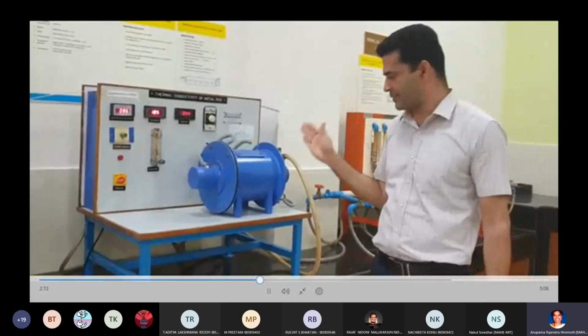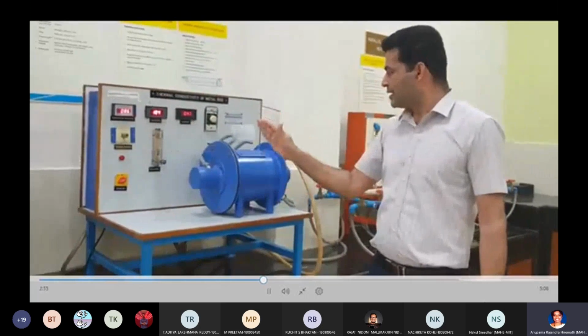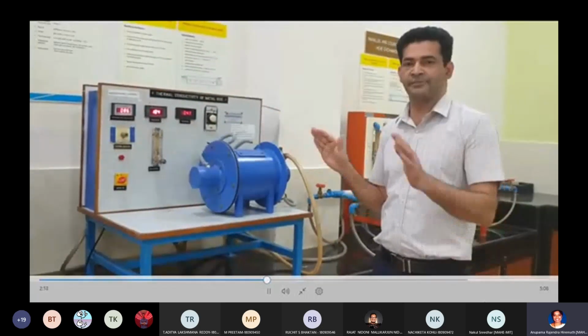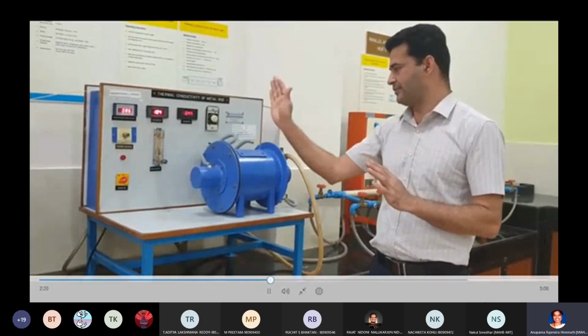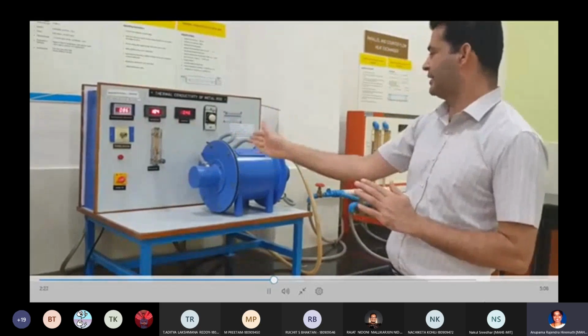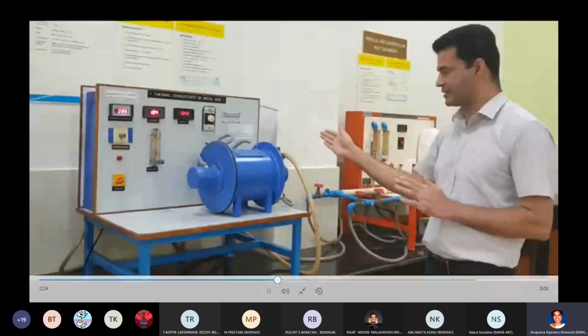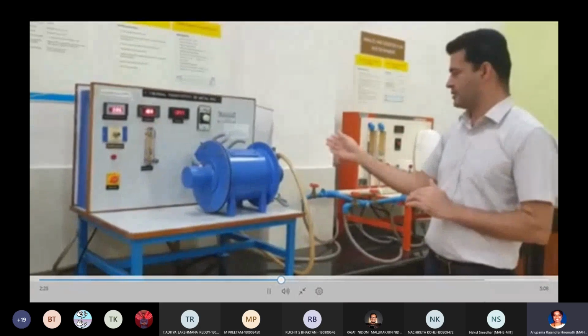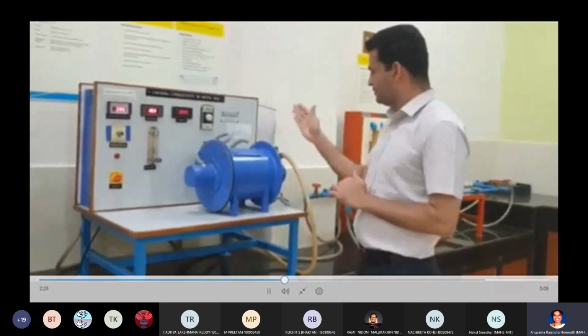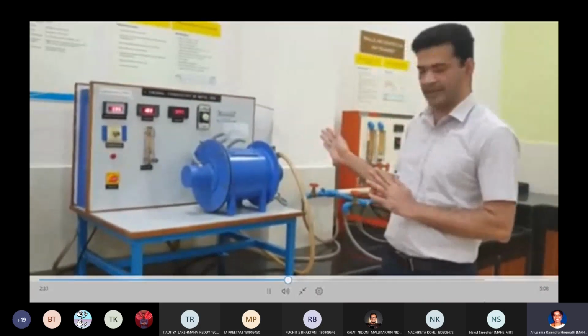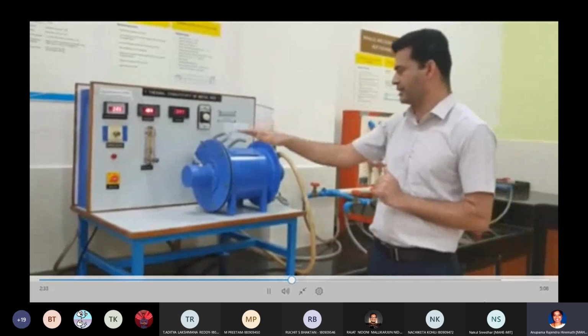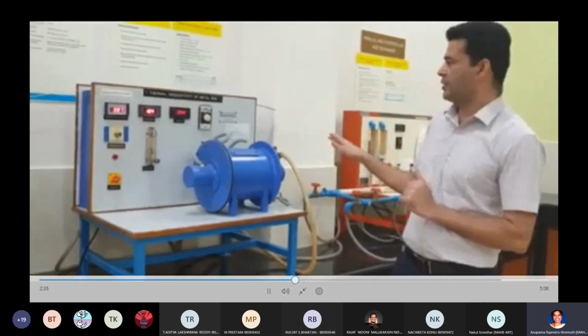This is a steady state experiment, and along the rod we have a temperature gradient. Temperature will be very high at the heater end, and the temperature is low at the cooling end. So heat transfer, when it attains steady state, we know by noting the temperature along the rod.